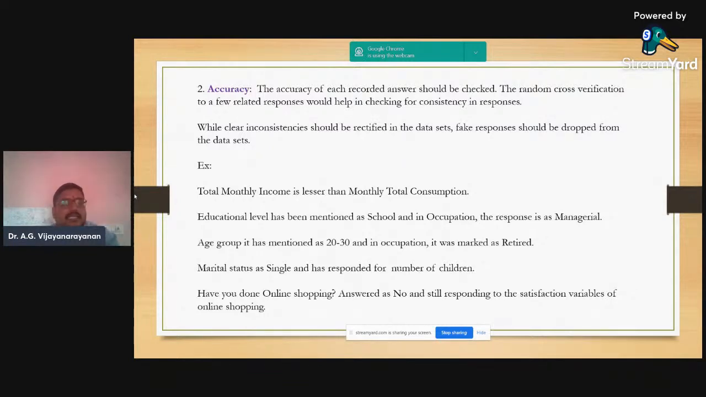Marital status they have marked as single, but they are giving an answer for number of children. Have you done online shopping? They have answered no, but still they give a satisfaction level for online shopping. When you have not shopped online, how do you have that satisfaction level? So this is where inconsistency, fake responses and manipulated data come in. So data editing is very important before you take the data for analysis. I hope I'm making my point clear. I hope my audience is listening over there.